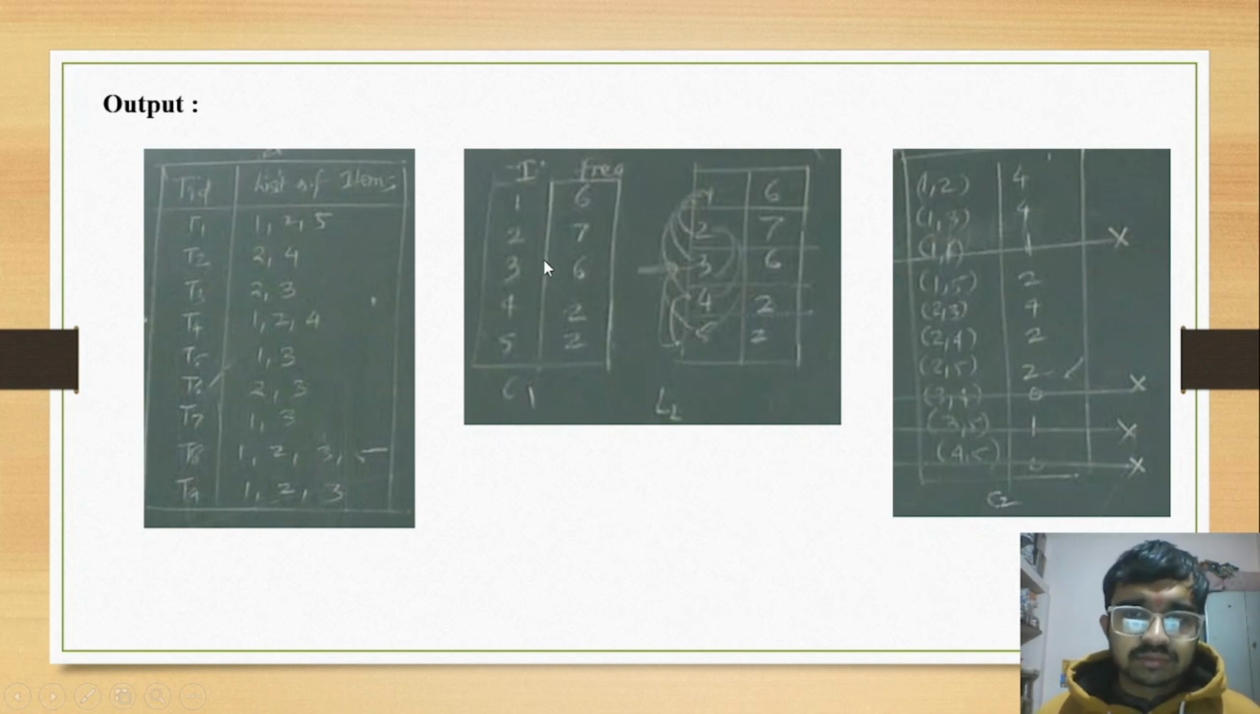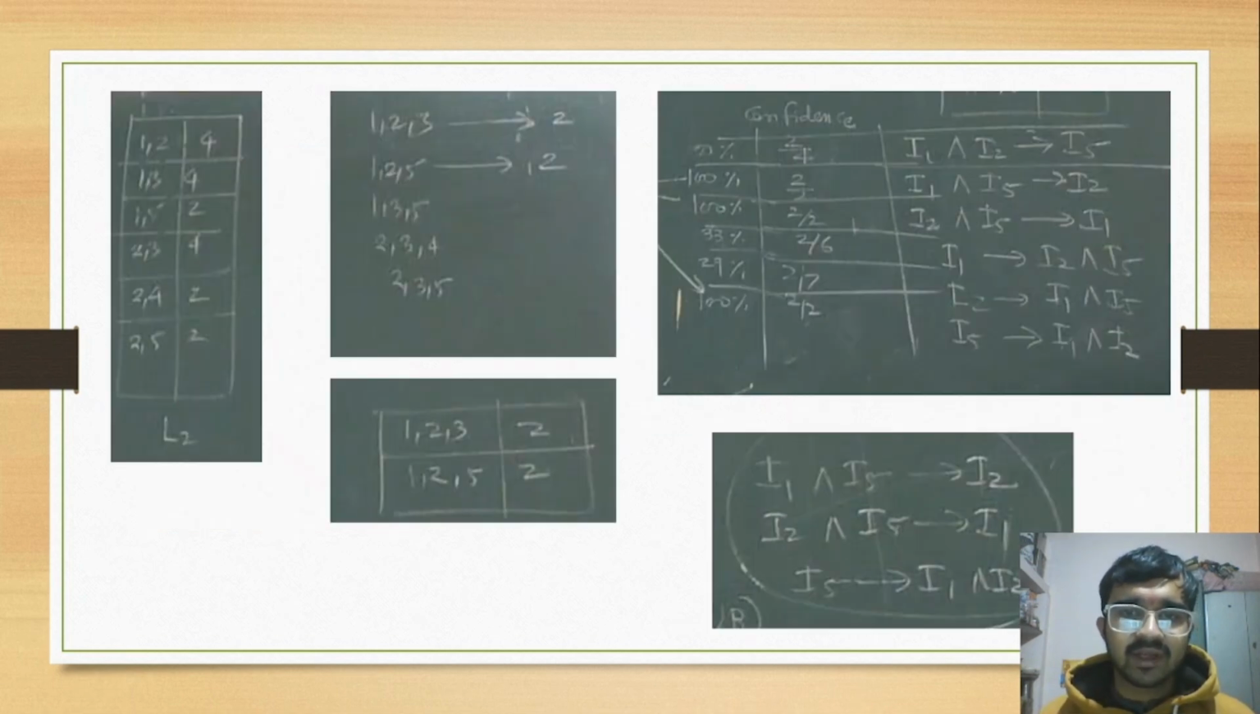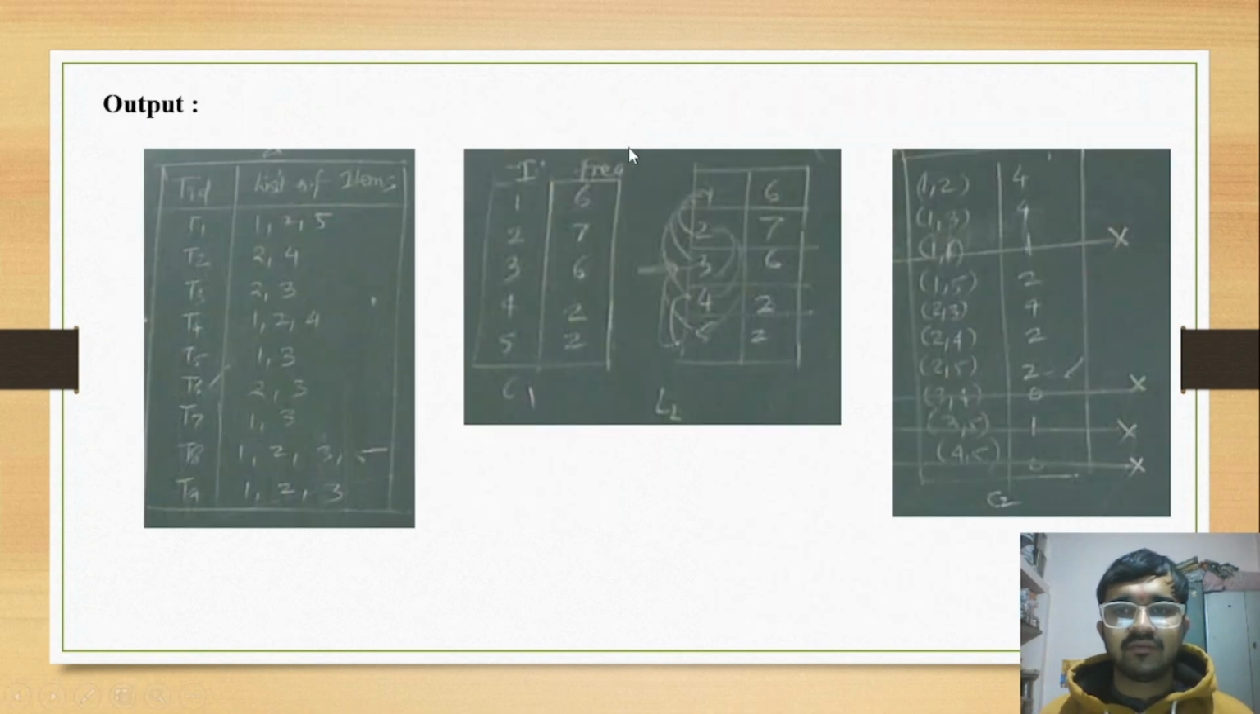Then we will calculate the support of these items, and then we will discard all the items which have support less than the minimum support. But there is no item with support less than the minimum support. Then we will make the pairs, or two item sets, of the given items. For this we make the pairs 1 2, 1 3, 1 4, 1 5, 2 3, 2 4, 2 5, and so on.